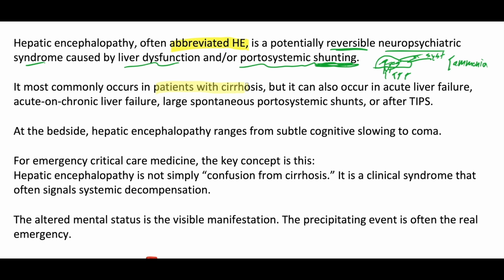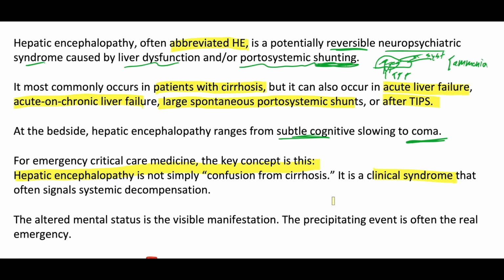It most often occurs in patients with cirrhosis, but you can see it in acute liver failure as well, acute on chronic liver failure, large spontaneous portosystemic shunts, and post-TIPS, which we'll get more into. At the bedside, hepatic encephalopathy ranges from very subtle cognitive slowing. Oftentimes this most subtle form is only detected by the patient or their loved ones: a little alteration in the sleep-wake cycle, a little slower or off compared to your baseline. But it can progress to a severe form, which we'll talk more about, that can manifest as complete coma, unresponsiveness.